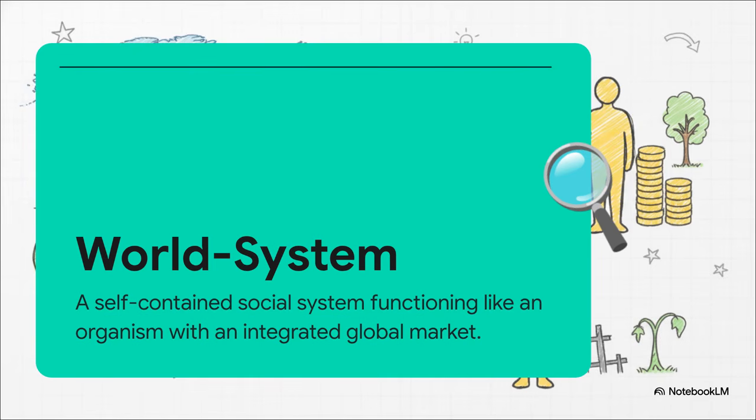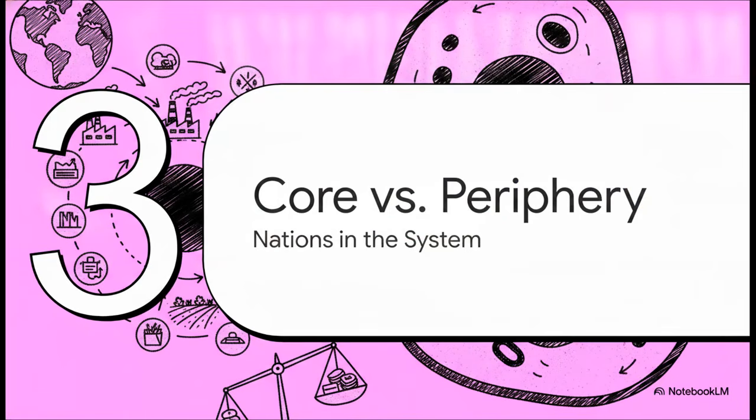I want you to imagine the entire world, not as 200 separate independent countries, but as one massive, living, interconnected economic organism. It has a lifespan, it has boundaries, and most importantly, it's integrated entirely through a global capitalist market economy rather than a single political center. Which brings us to Part 3, Core versus Periphery Nations.